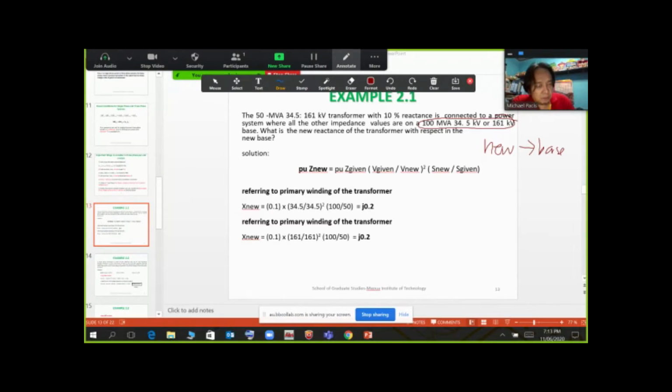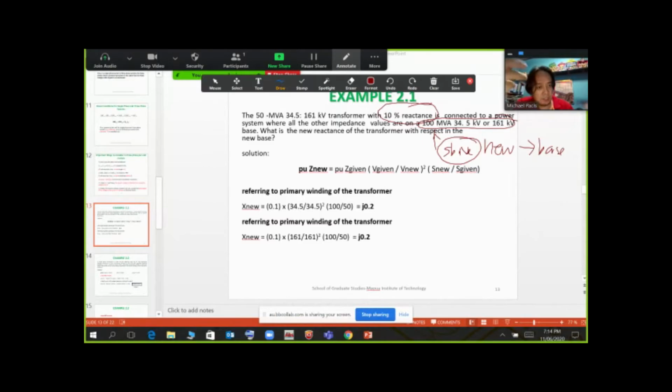So you need to convert the percent reactance. When you use the change of base formula, if a percentage reactance is given, this is the right opportunity to apply that formula. Now you have the given value of the 50 MVA, 34.5 by 161 kilovolt transformer. You need to convert the 10% reactance to its new base, which is the 100 MVA S base on the system.